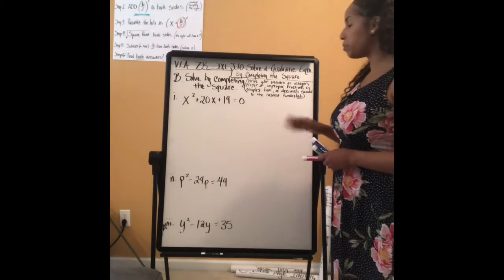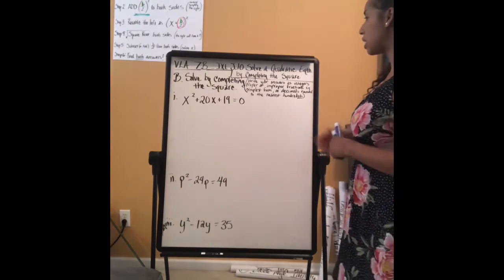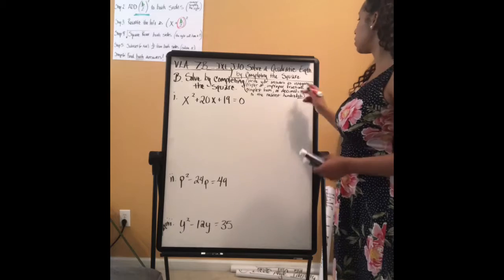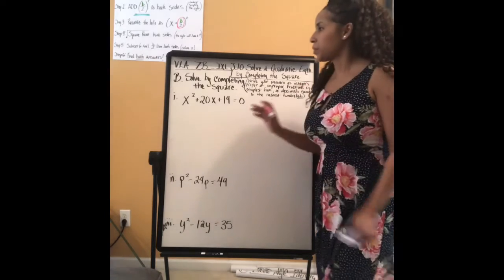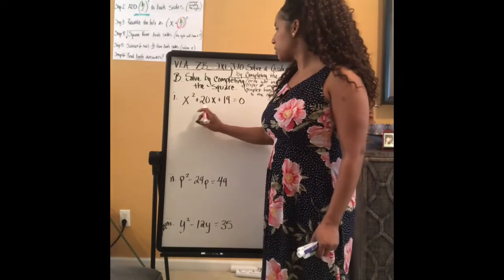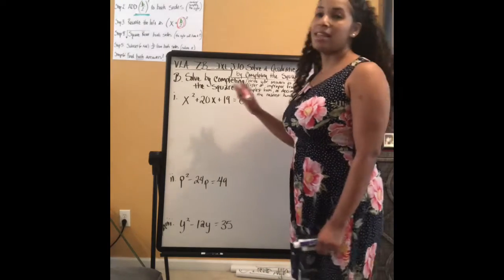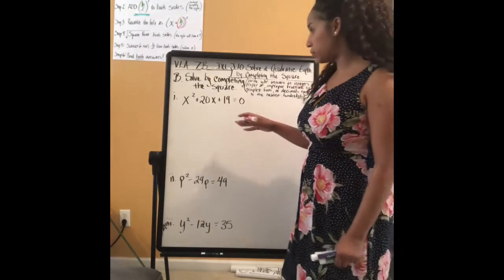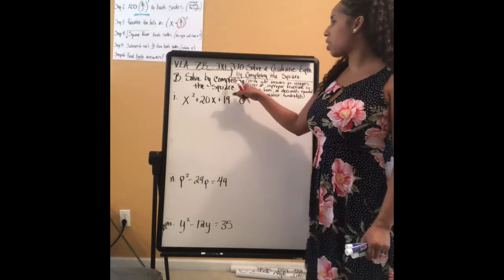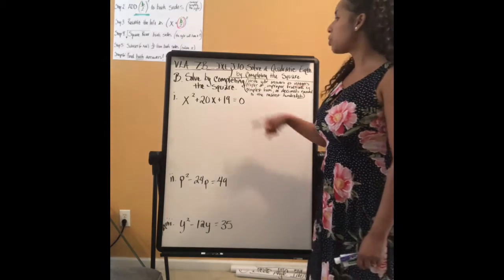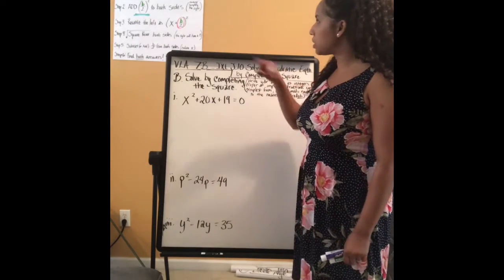And that's what I'm going to be using today, decimals rounded to the nearest hundredth, unless of course it turns into an integer. Okay, so I have x squared plus 20x plus 19. This is actually factorable, but they want me to solve it by completing the square. So when I'm completing the square, I have 6 different steps up here.